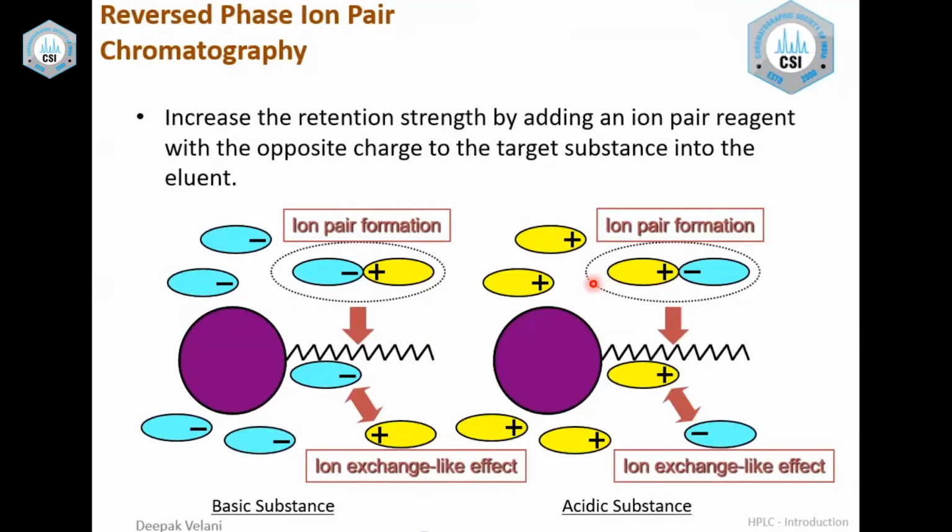somehow bonded with the ion pairing agents, and it gives the non-polar impact onto the molecule, and along with that it neutralizes the charge, so it allows us to work in a reverse phase environment, and that's how it works. So it has a dual impact. It can be an ion exchange like effect, and it can be ion pair formation also. It can be a dual kind of impact when the analysis happens.